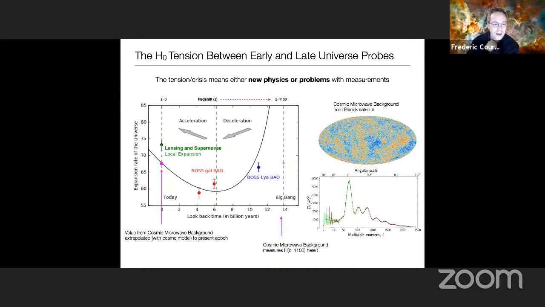Now, you can measure H-naught in two different ways. Either you measure it in the local universe. So for example, lensing and supernovae do that. And that's the green point you see here. Or you measure it from the CMB. Now, if you measure it from the CMB, you're at redshift 1100.